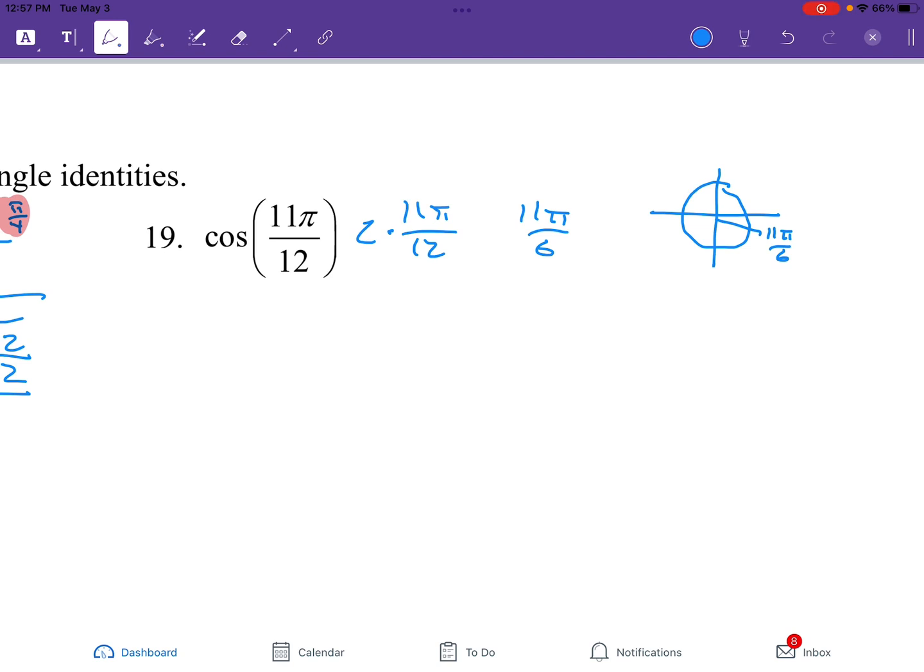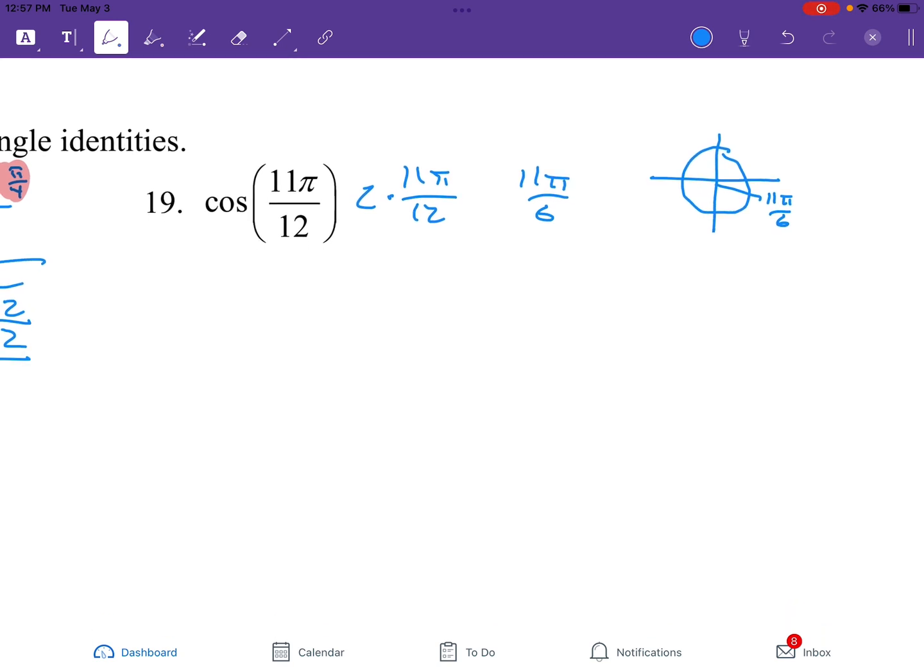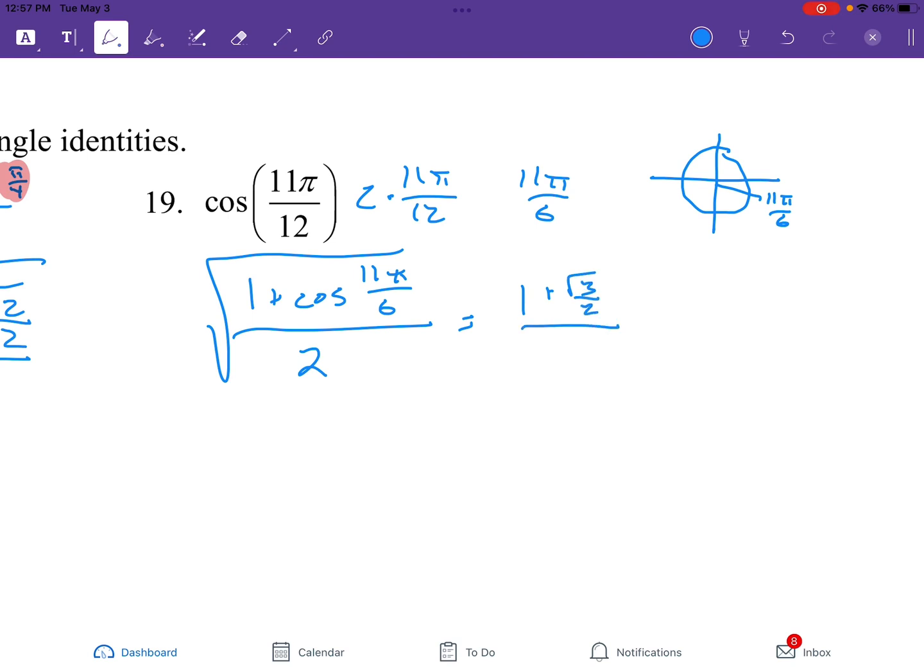Again, we're going to look at our formula. We're going to use the cosine part. We have 1 plus the cosine of 11 pi over 6, divided by 2, with the big square root. So we have 1 plus the cosine of 11 pi over 6, which is root 3 over 2, divided by 2, with a big square root.